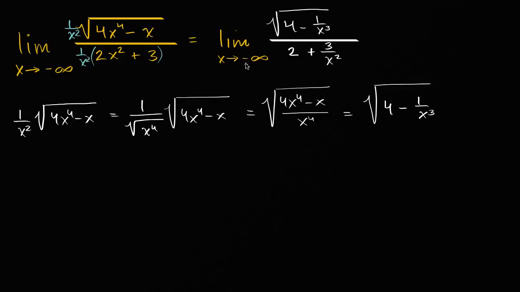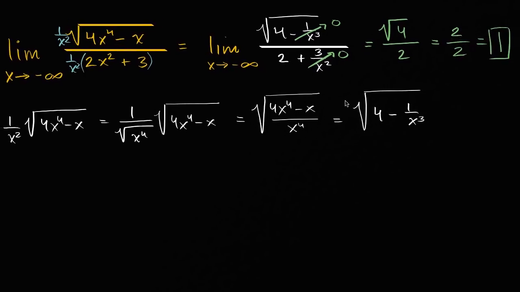Now let's think about the limit as we approach negative infinity. As we approach negative infinity, this is going to approach 0. 1 divided by things that are becoming more and more negative, their magnitude is getting larger, so this is going to approach 0. This thing is also going to be approaching 0. We're dividing by larger and larger values. And so what this is going to result in is the square root of 4, the principal root of 4, over 2, which is the same thing as 2 over 2, which is equal to 1. And we are done.